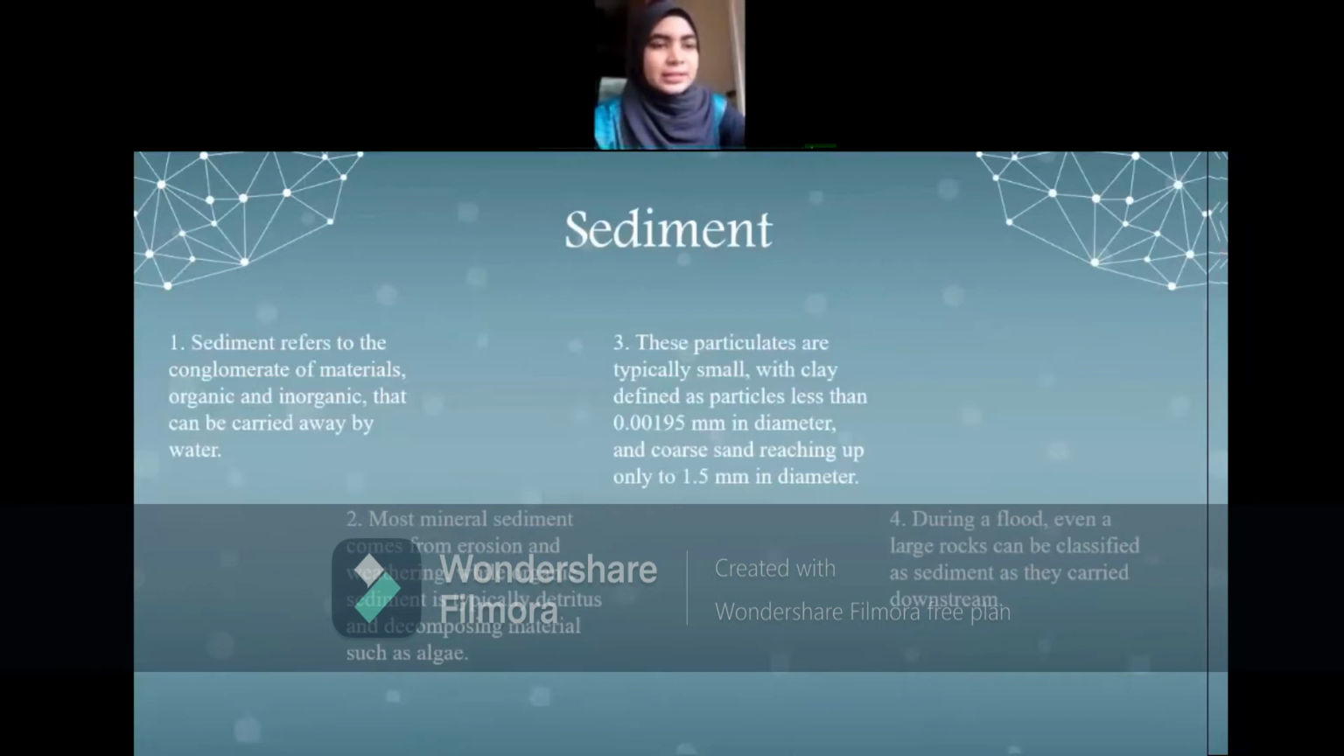These particulates are typically small, with clay defined as particles less than 0.00195 millimeter in diameter, and coarse sand reaching up only to 1.5 millimeter in diameter. However, during a flood or other high flow event, even large rocks can be classified as sediment as they are carried downstream.